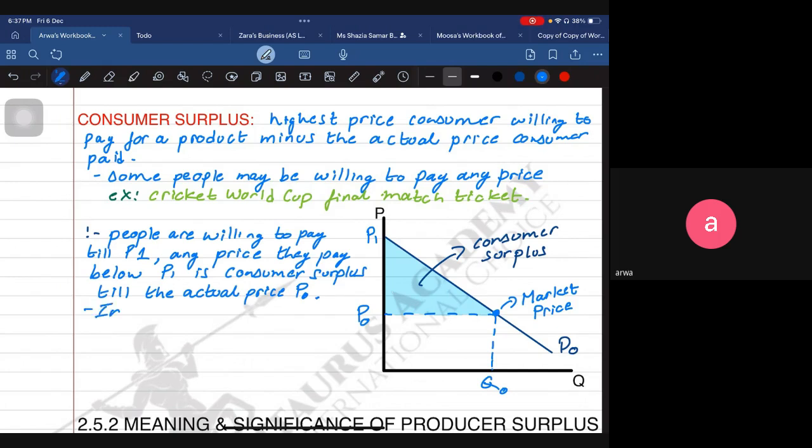So if I write this, an increase in actual price will reduce consumer surplus, right? Yes, very good.